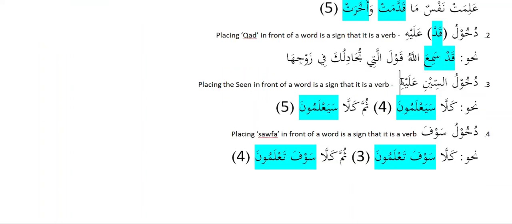دُخُولُ السِّينَ عَلَيْهِ, placing the sin in front of the verb is a sign that the word is a verb. Sa, the sin, means shall or will. For example, kalla sayalamun. So ya'alamun is a verb. How did we know? Because the sin was put in front of it, which means will. Sayalamun, they will know. See that? Thumma kalla sayalamun is the same word. So because of the sa being put in front of it, we know that ya'alamun is a verb.